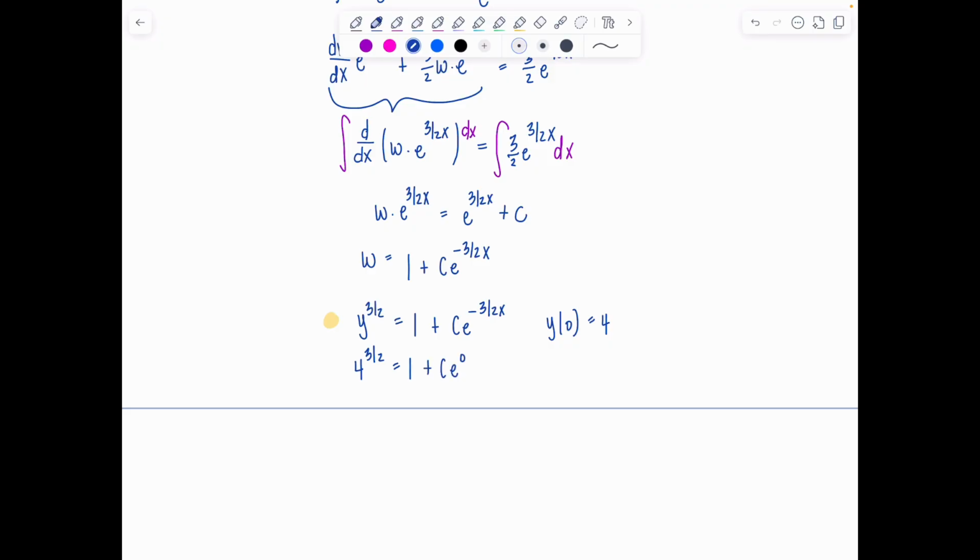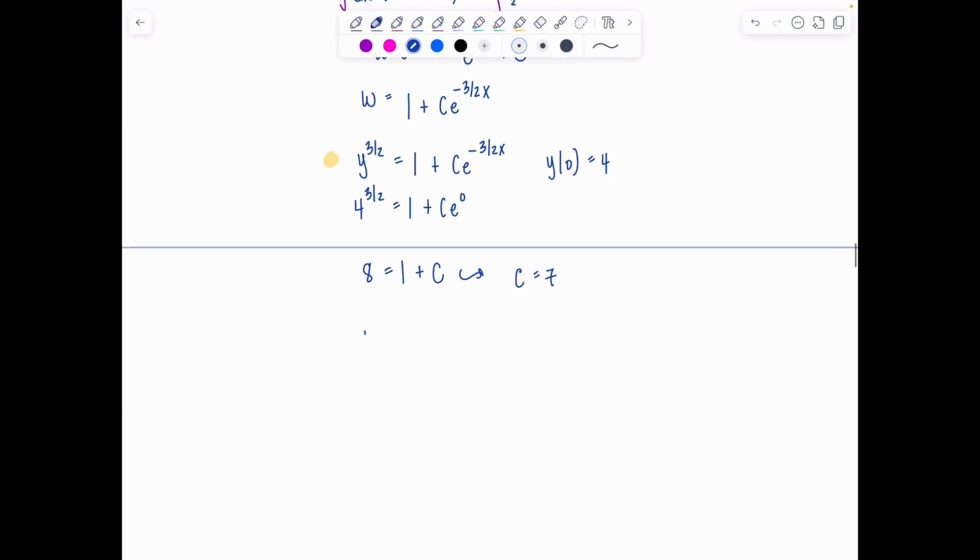Okay, so 4 to the 3/2. You know how to do that in your head? You take the square root of 4, so whatever root this is, you take that root of 4, and then you raise it to the numerator. So this would be 2 to the 3rd, that's 8, equals 1 plus c, so c is 7. Okay, so now we have y to the 3/2 equals 1 plus 7e to the negative 3/2 x.